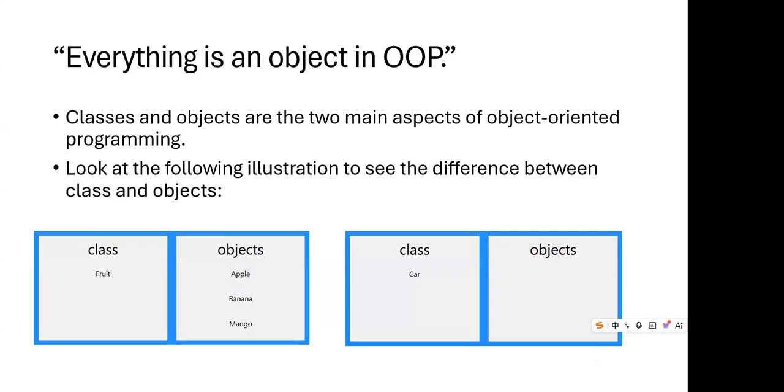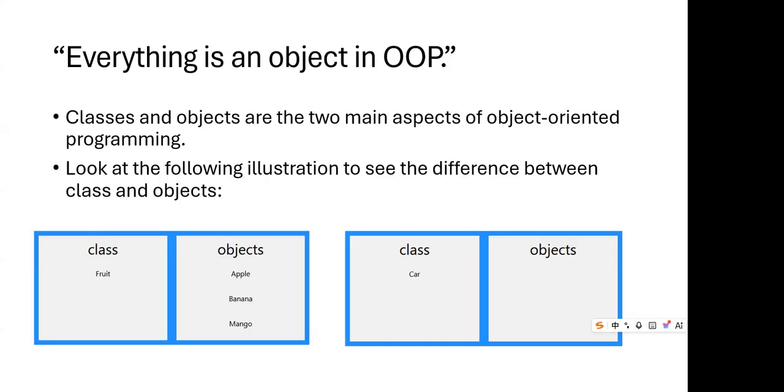For classes, we have said that you can take it as a template, and you can use the template to create various instances, or we say objects. For example, on the left side, suppose we have a template, the class Fruit. We can use this Fruit template to create several objects. The first one is apple, because apple is a certain kind of fruit. The other one is banana, and the other one is mango. So that is the difference between classes and objects.